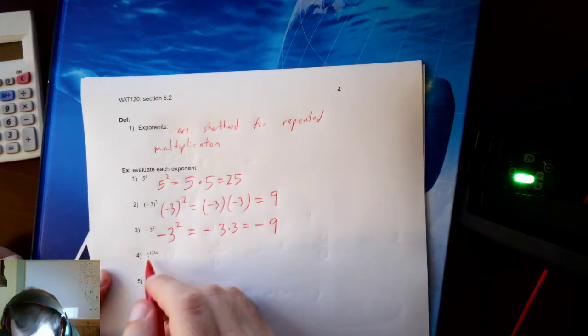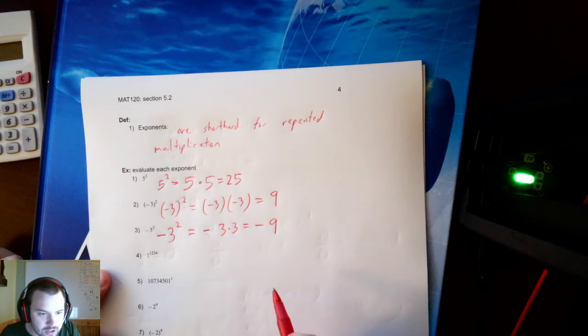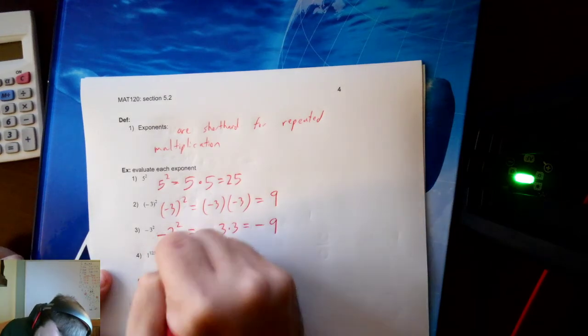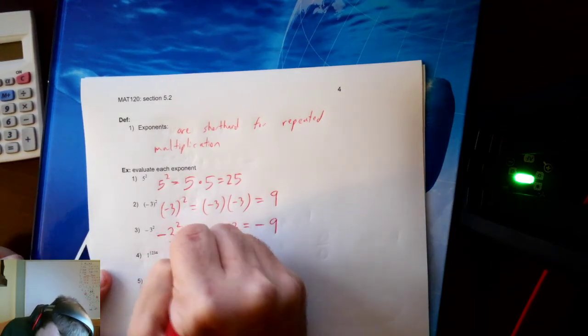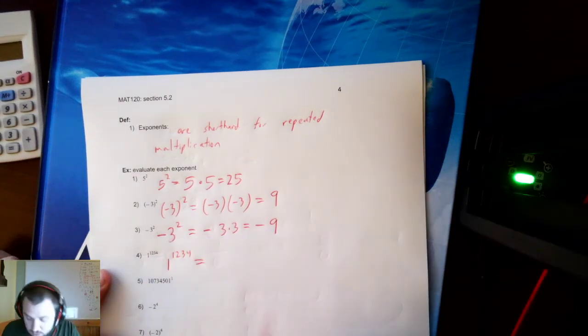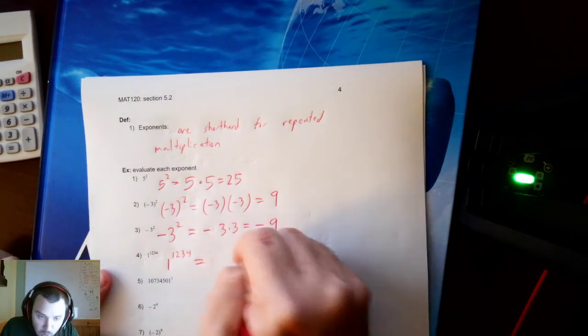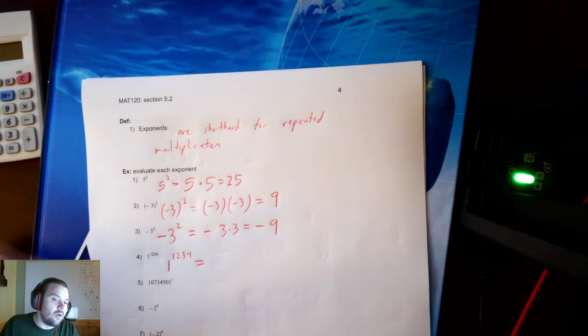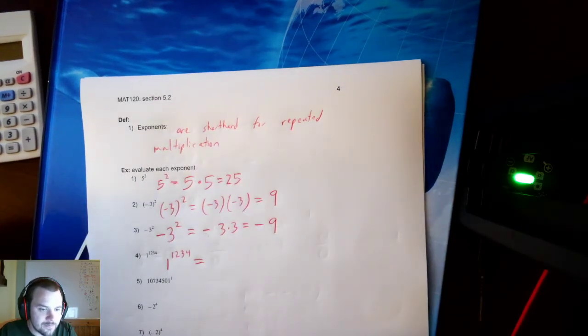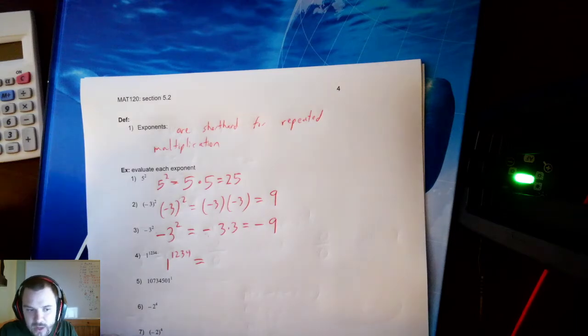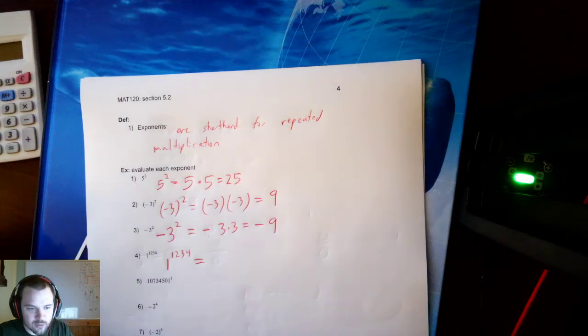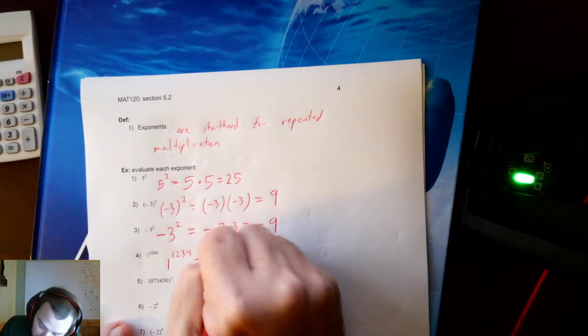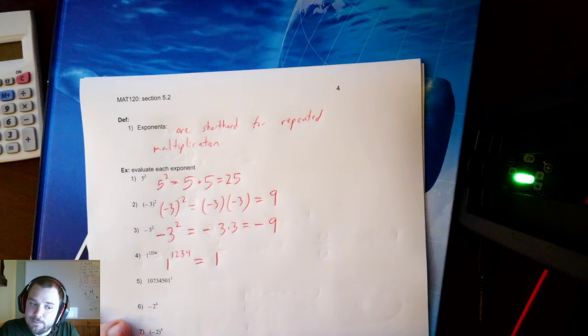How about this one? 1 to the 1,234. Well, I could write out 1 times 1 times 1 times 1, 1,234 times. Should I? What's 1 times 1? 1. Times 1, 1. Times 1, 1. Times 1, 1. This is going to be 1, right? It doesn't matter how many times I multiply 1 by itself, it's always going to be 1.